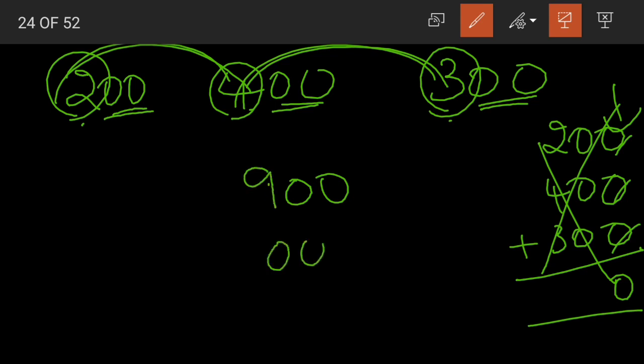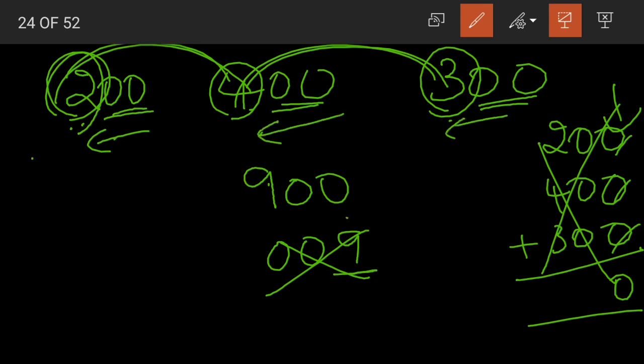Why 9 here? Why can't we write 9 after the zeros? We cannot, because in the question the number is to the left of the zeros, before zeros. The number is always before 0. So in the answer as well, we are writing the number before zeros.